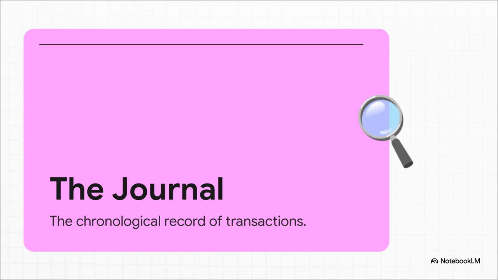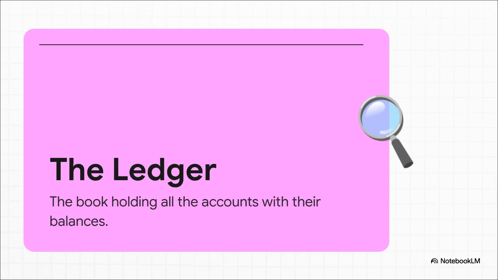Let's start with the journal. I want you to think of the journal as the business's diary. Every single financial event, a sale, a bill payment, buying supplies, gets written down in here first, in the exact order it happened. So if the journal is the diary, the ledger is like the super organized library. It takes all those diary entries and sorts them onto different shelves. All the cash entries go together, all the sales entries go together, and so on. This way you can see a running total for any specific category at a glance.